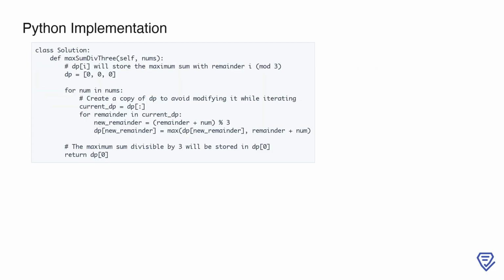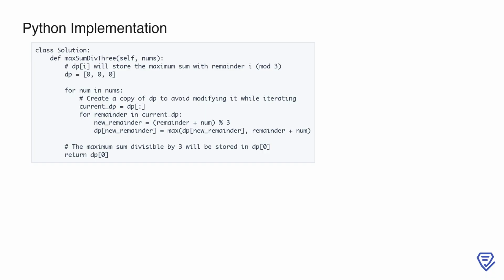The implementation solves the problem using a dynamic programming approach to optimize the solution. The idea is to maintain a dp array where dp[i] represents the maximum sum achievable with a remainder i when divided by 3. This avoids the need to consider all subsets explicitly, which would be computationally expensive.